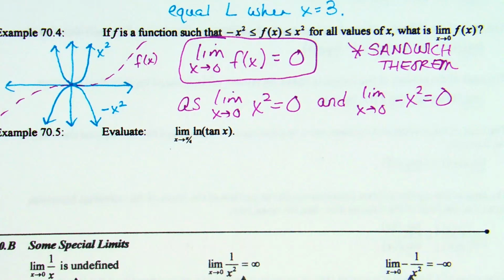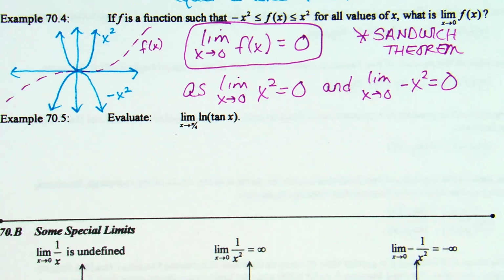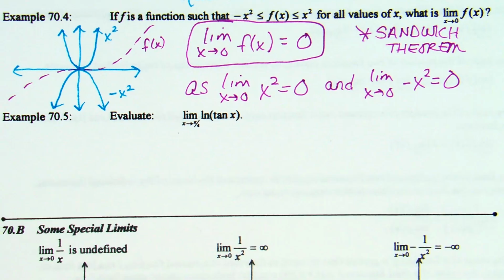Example 5 then, if you're ready. The limit as x approaches pi over 4 of the natural log of tangent x. Well, do you know what the natural log of tangent x looks like? No. Do we get to use our calculators? And then draw a picture.